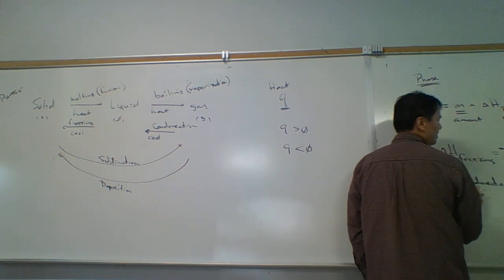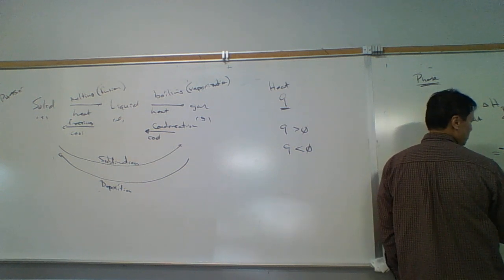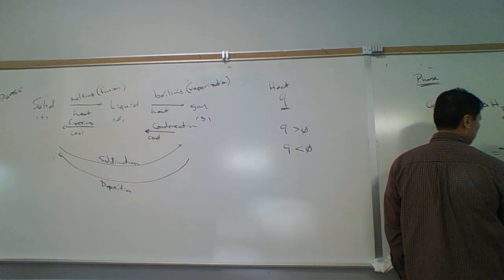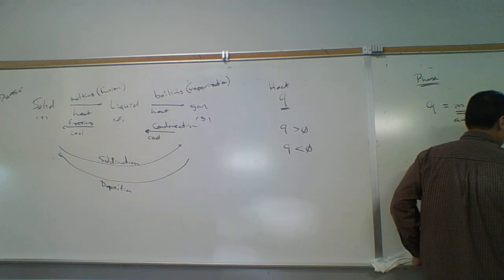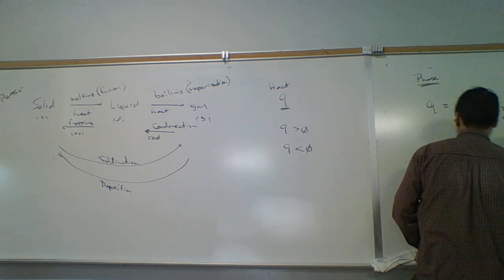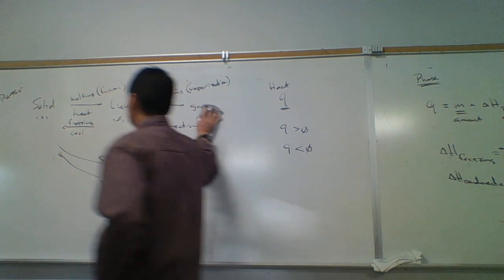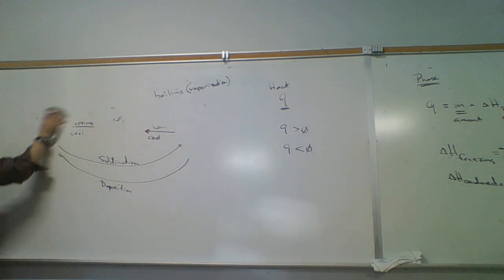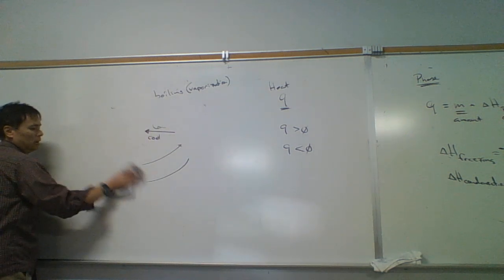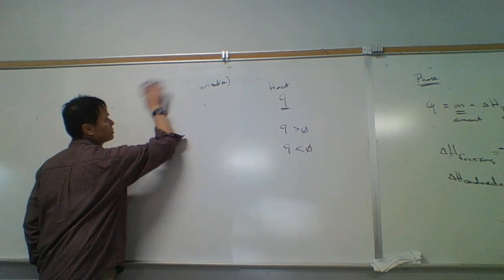Delta H is called the enthalpy change. H is the enthalpy, so it's the enthalpy related to these processes. Right? And using this equation and these numbers, we can do calculations to figure out how much heat is required to melt a certain amount of ice or boil a certain amount of water.